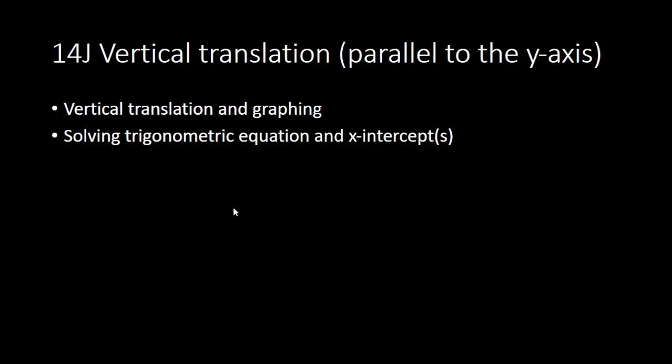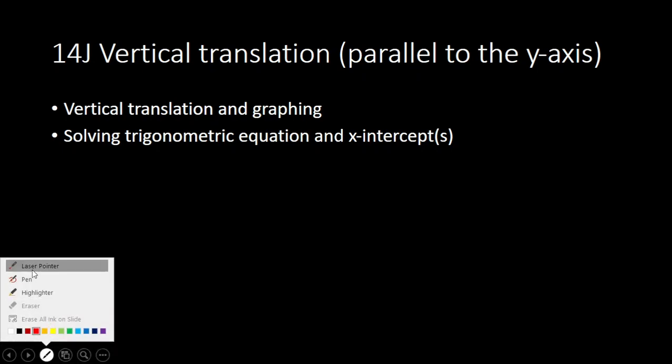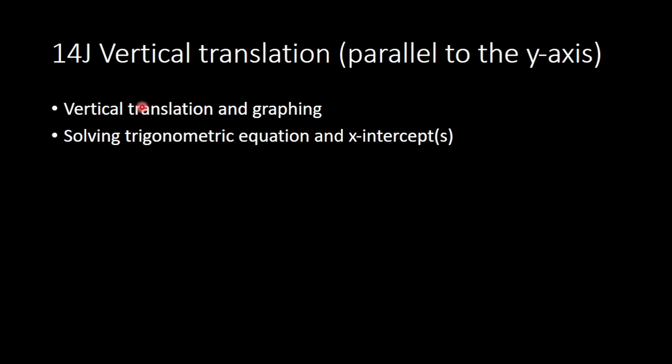Alright, let's continue with more transformations on the sine and cos functions. Today the focus is to look at the vertical translation, which is the way it's worded in the textbook. It's parallel to the y-axis, but it's a vertical one, so it either goes upwards or downwards. The two things we're going to focus on are the vertical translations with the graphing, the way it compares to the regular sine or cos. It will also affect the range of the function.